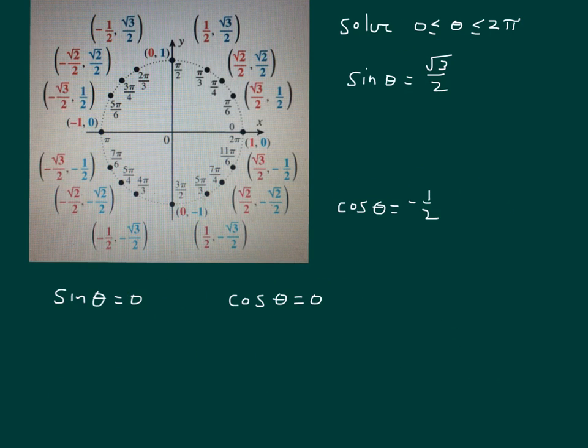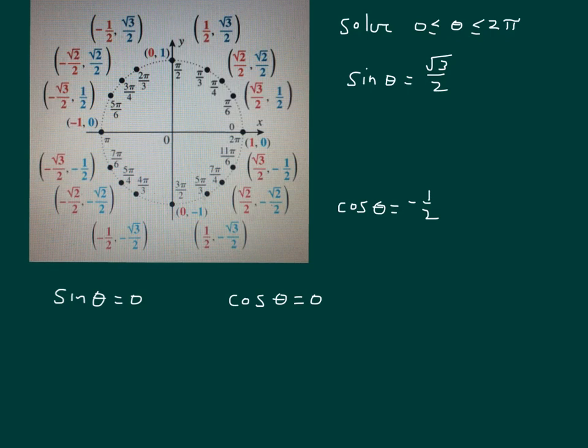Another thing they're going to ask you to do from the unit circle is to solve a particular equation, identify angles that make an equation true. In this case, we're looking at the values of theta going from 0 to 2 pi. We want to identify every solution between 0 and 2 pi that will make my equation true.